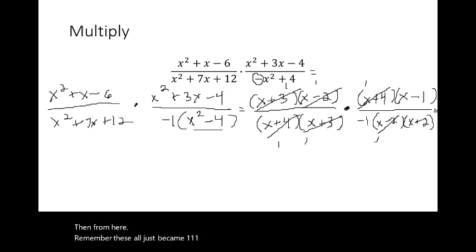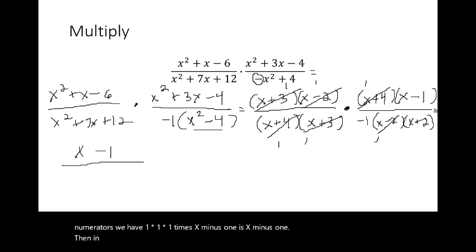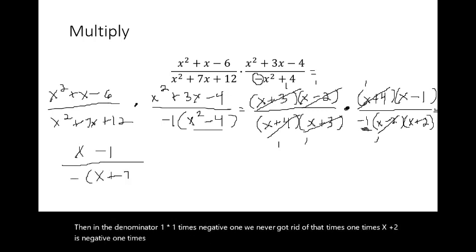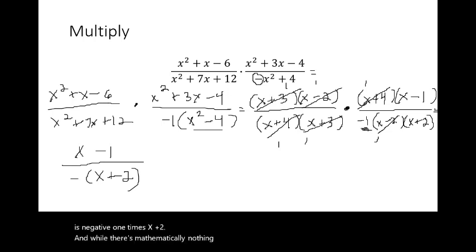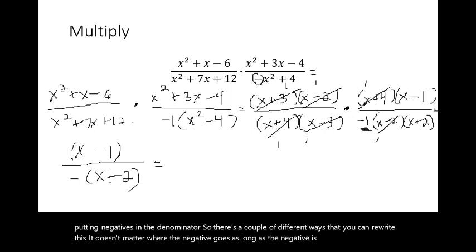Let's multiply what's left over in the numerator. So in the numerators, we have 1 times 1 times 1 times x minus 1 is x minus 1. Then in the denominator, 1 times negative 1, we never got rid of that, times 1 times x plus 2 is negative 1 times x plus 2. And while there's mathematically nothing wrong with this, we do want to stay in the habit of not putting negatives in the denominator. So there's a couple of different ways that you can rewrite this. It doesn't matter where the negative goes, as long as the negative is somewhere, the entire fraction counts as negative.